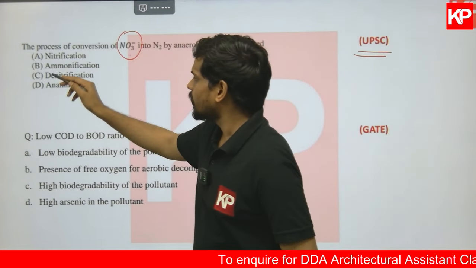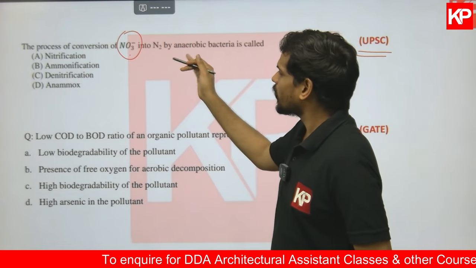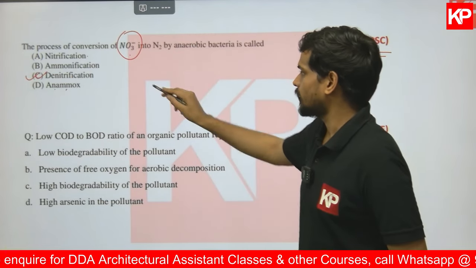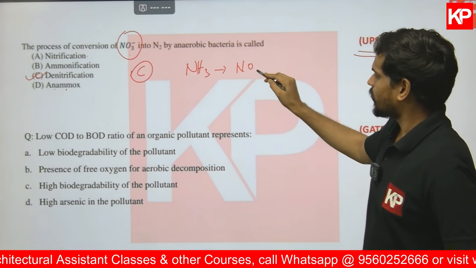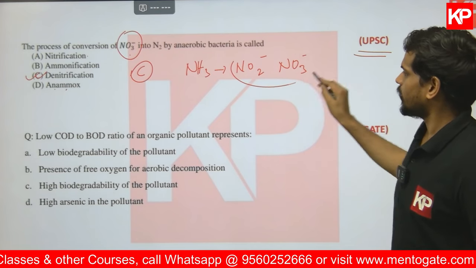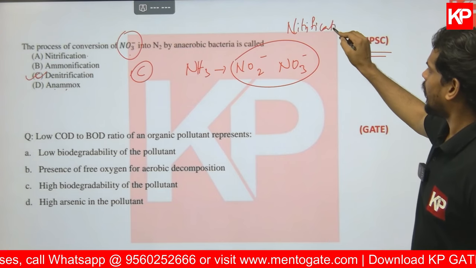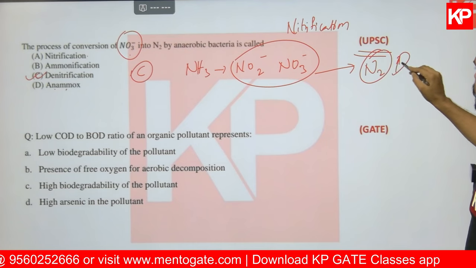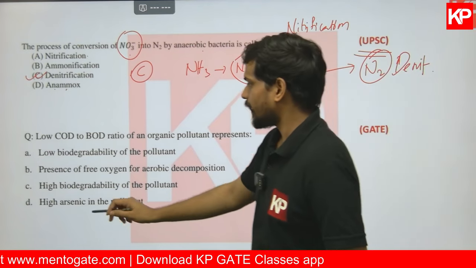This process is called: nitrification, ammonification, denitrification, or anammox. Many people, by looking at nitrogen, think this is nitrification. No, this is called the denitrification process. C is the correct answer. So ammonia being converted into nitrites, NO2 minus, and nitrates, NO3 minus, is done by aerobic bacteria. This is called nitrification. And the conversion of this into nitrogen gas is called denitrification, which is done by anaerobic bacteria. Remember this point.